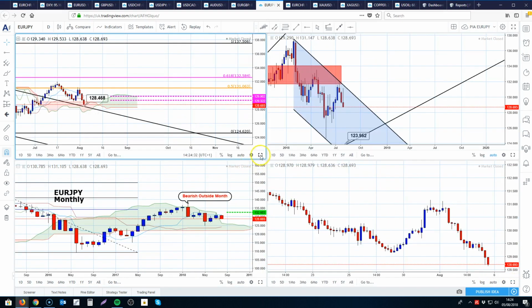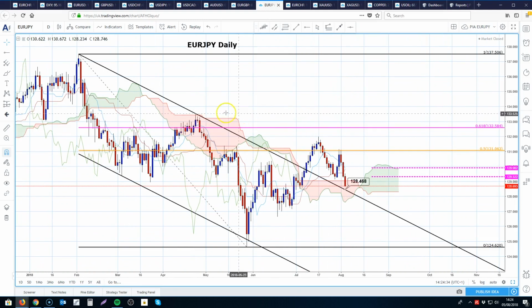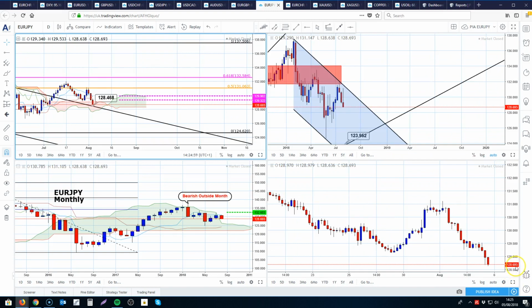On the daily chart, we can see that we broke the channel formation to the upside. We stalled, reversed in between the 50 and 61.8% extension level. We've now got bespoke support at 128.46. So it'd be pretty unwise to sell euro yen at the beginning of the week. To the upside, 129.32, 129.90 is our bespoke resistance, like I say, at the beginning of the week.